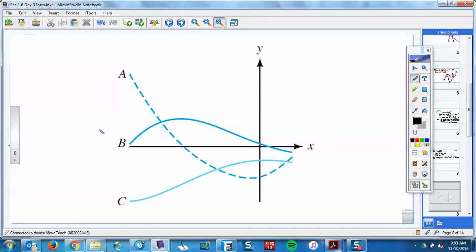Okay, here's number 26 right here. Number 26, they're asking you. Let me make sure I put this on here. Okay, 26, they're telling you one of these is f, one of these is f prime, and one of these is f double prime. You tell me which one. So you guys go ahead and do that.